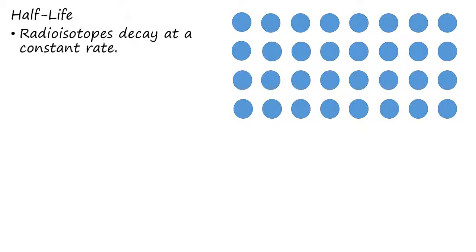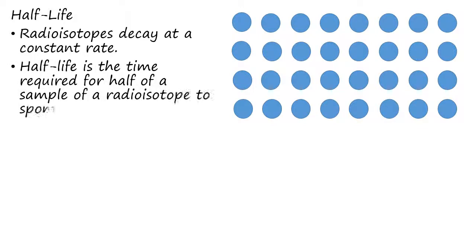Okay, so the decay of an unstable nucleus happens at a constant rate. And so radioisotopes decay at a constant rate, and we call this half-life. So half-life is the time required for half of a sample of a radioisotope to spontaneously decay. And it doesn't matter how much of the sample you have, the rate is always going to be the same. And that's also regardless of pressure or temperature too. The nuclei decay at a constant rate, and the time it takes for half of the sample to have decayed is what you call the half-life.